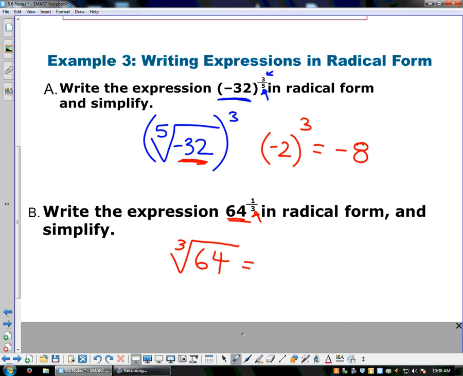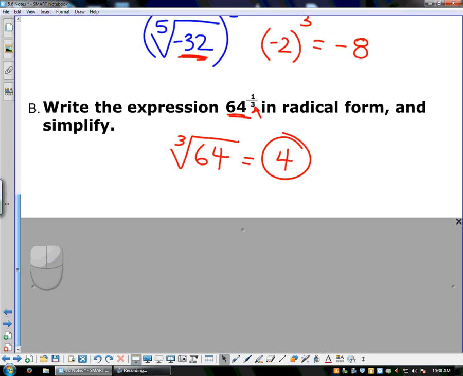So cubed root of 64, check your list of perfect cubes. Is 64 there? Yes, it is. How far down is it? It's the 4th one down. So our answer is cubed root of 64 is equal to 4.